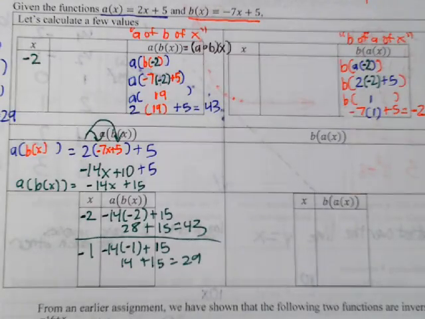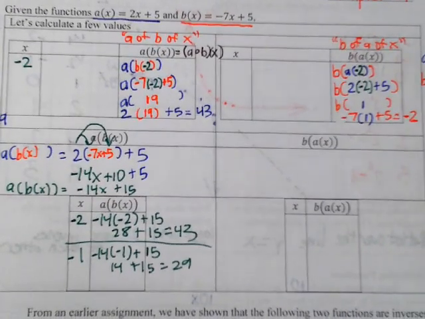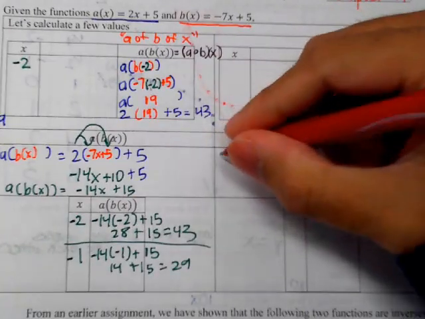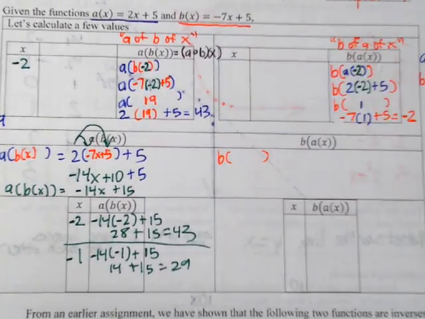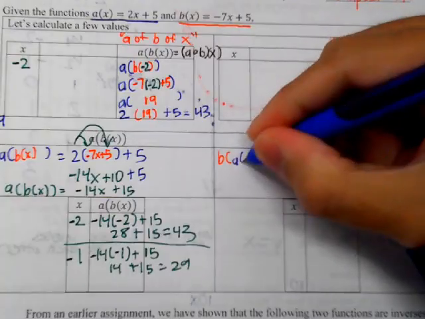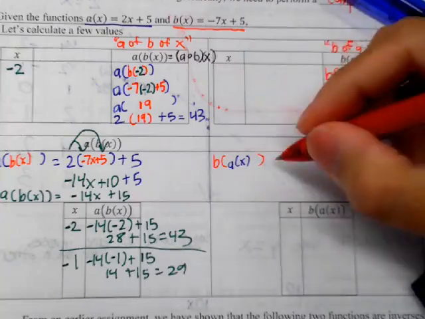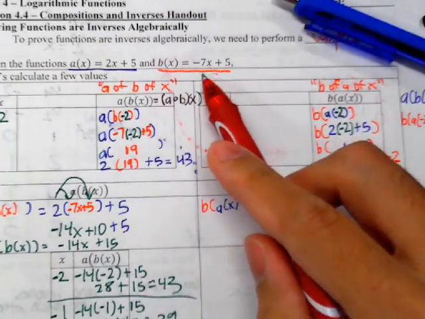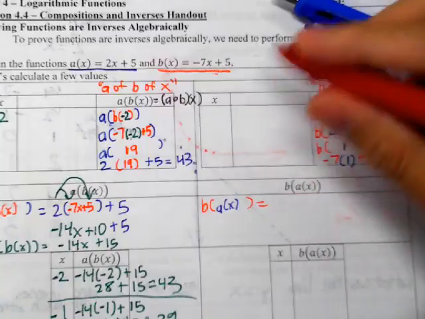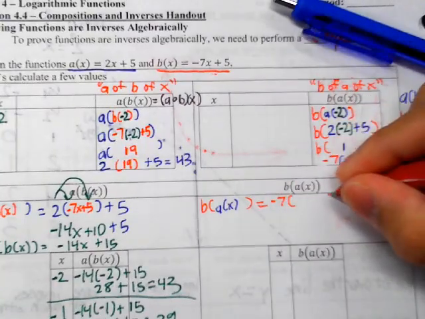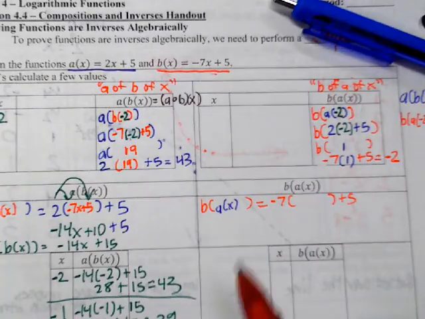Okay, so what you should have done here for b of a of x, right? You take the outer function, in this case b, and you copy it down, except you replace the x with a big parentheses. Because again, the input is not simply x, it's the entire output a of x. So in that parentheses, you copy the a of x function.